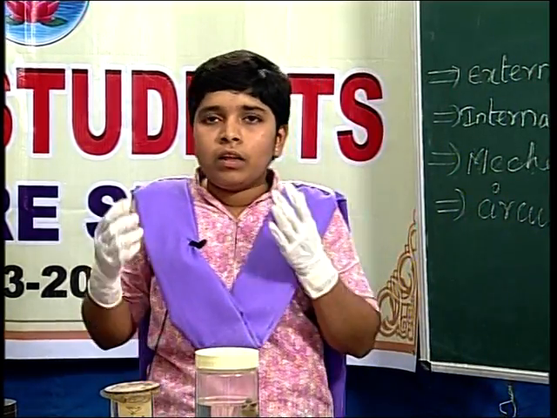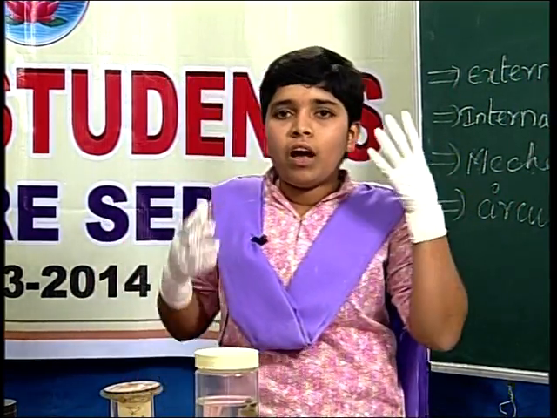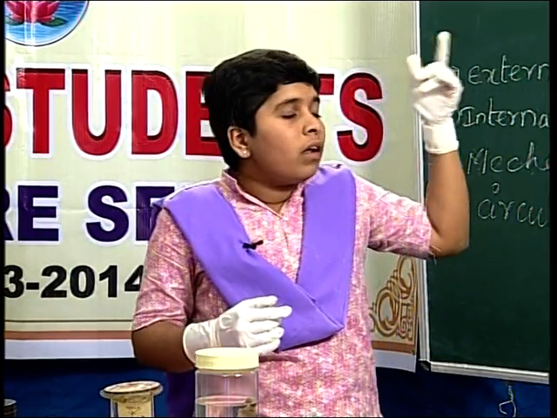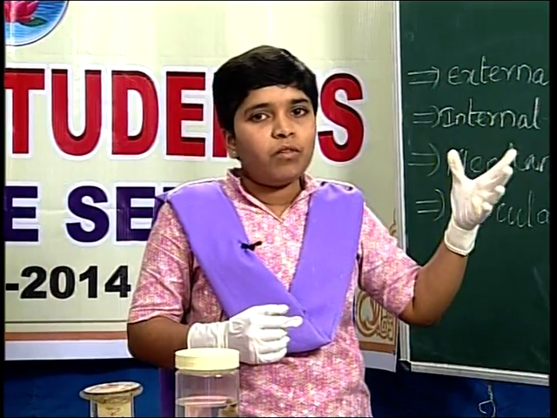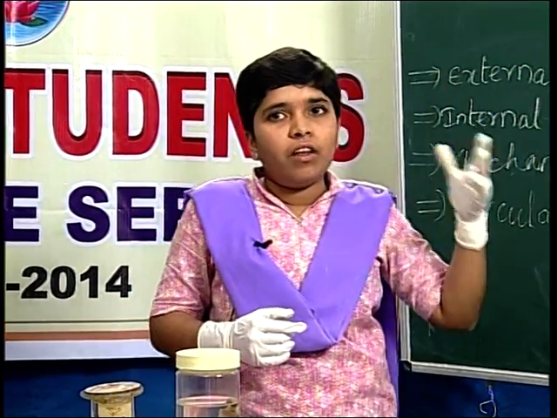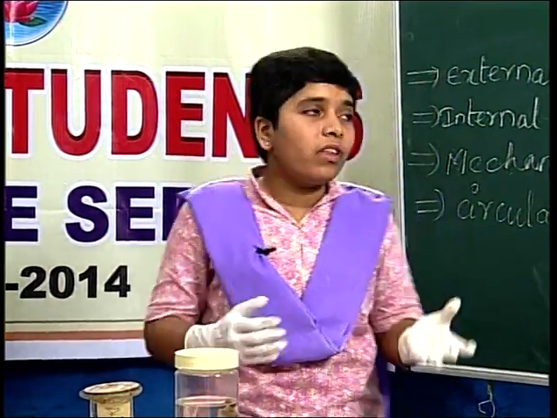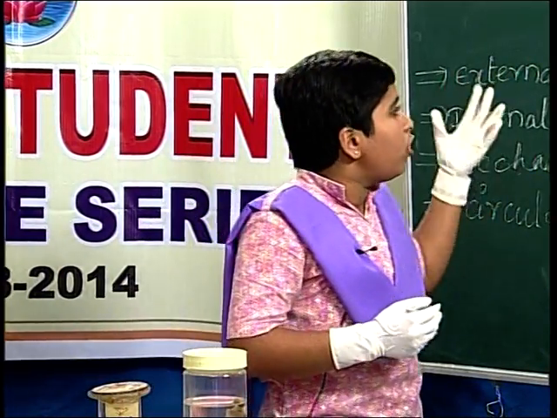So there are valves in between the auricles and ventricles: the tricuspid valve in between the right auricle and right ventricle, and the bicuspid valve in between the left auricle and left ventricle. Okay, this is about the structure and functioning of the human heart.